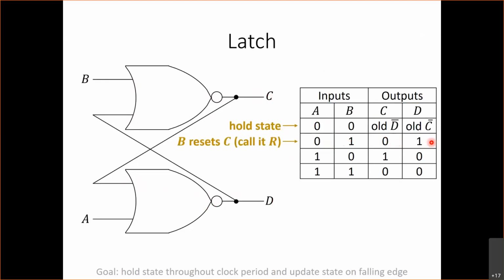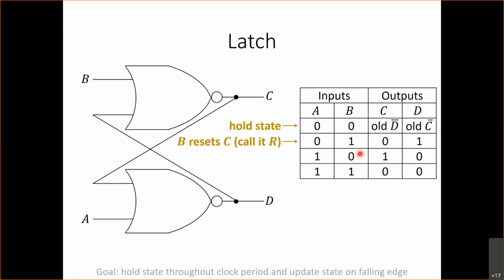So here, setting B to 1 and C to 0 will reset C. Setting B to 1 will set C to 0. So we're going to call B, later on, R because it performs a reset of C. Now let's consider the case where we set A to 1 and B to 0.